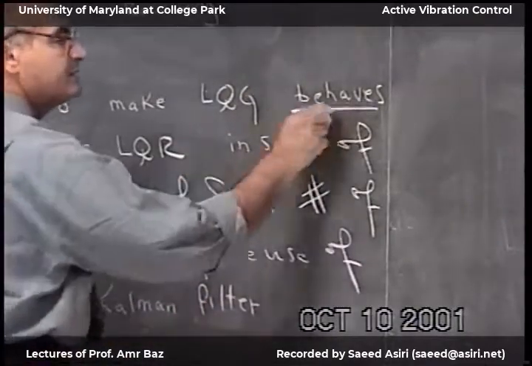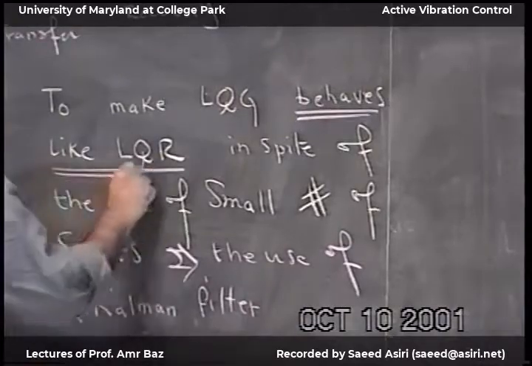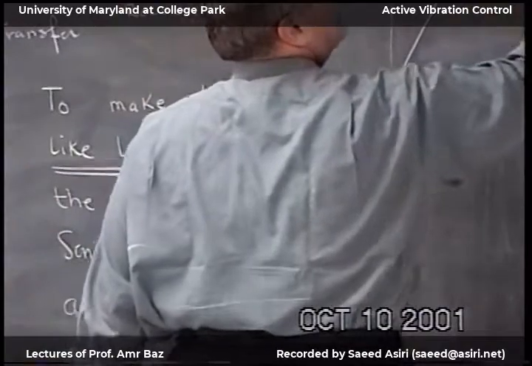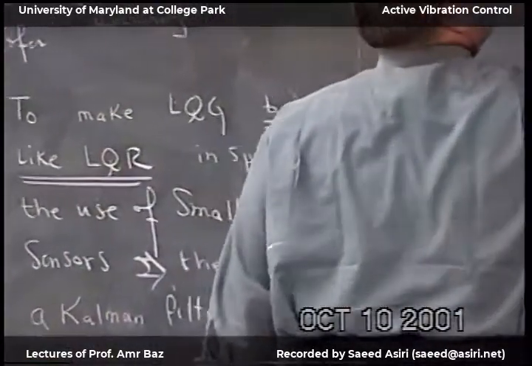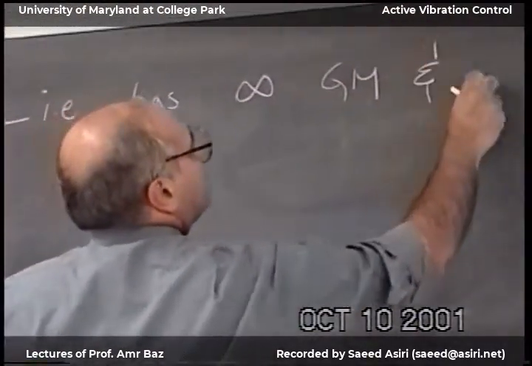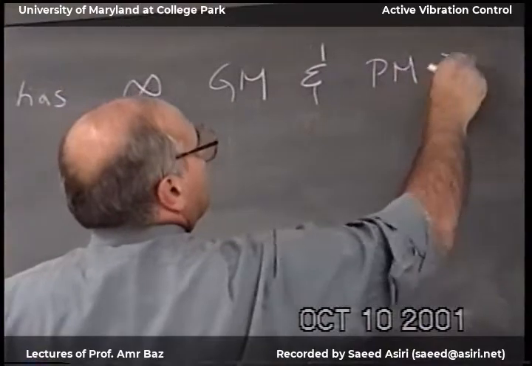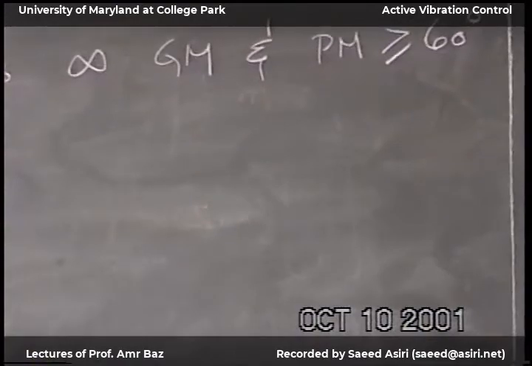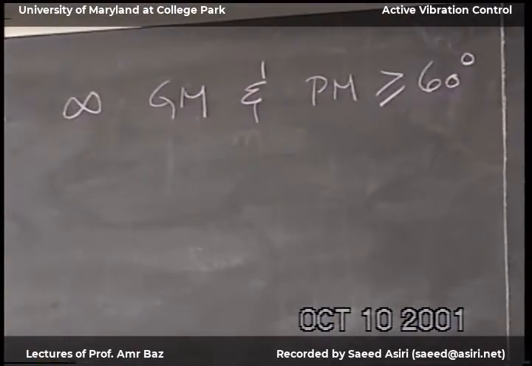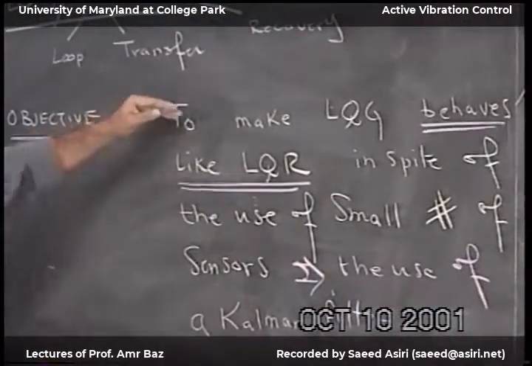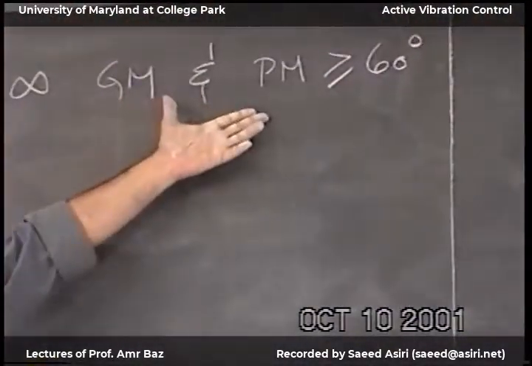And by this, we mean infinite gain margin and phase margin at least greater than 60 degrees. So what we've seen is when I have an LQG and I have some uncertainty in the system parameters, I start losing these parameters, these stability margins.